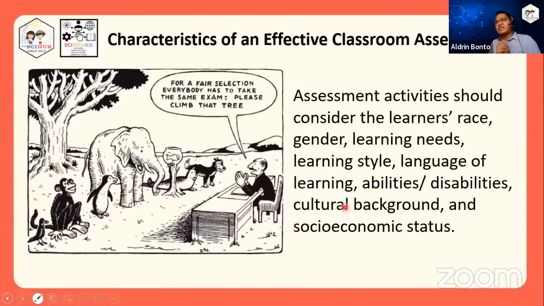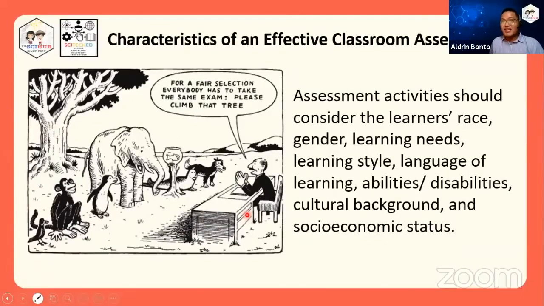Another one is the assessment activities should consider the learner's race, gender, learning needs, learning style, language learning, abilities and disabilities, cultural background, and socioeconomic status. This image is well used in education. For example, the teacher wants to assess his or her students. And in here, you can see for a fair selection, everybody has to take the same exam. But the command is, please climb the tree.